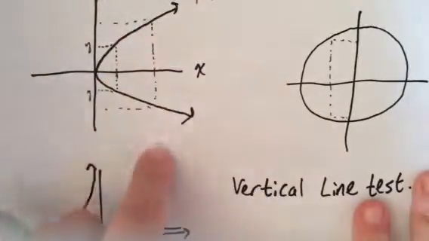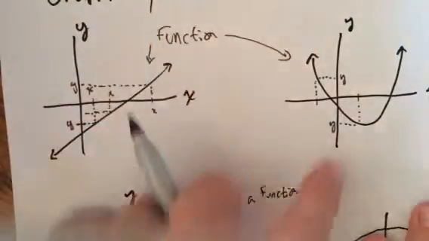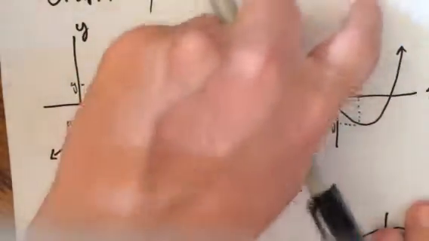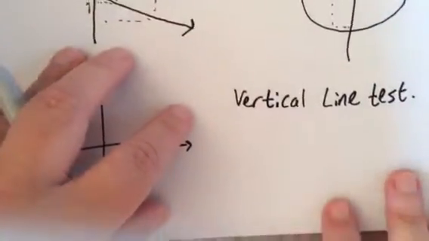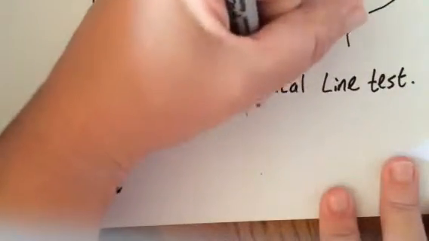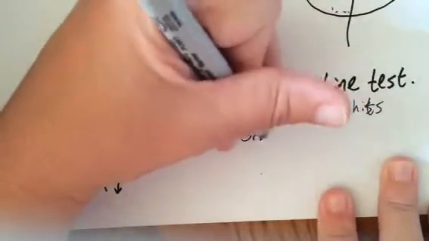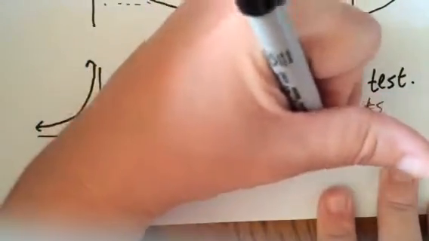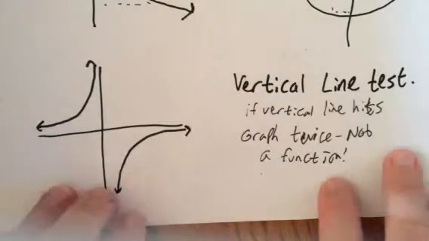So like here, I could draw a vertical line right here and it would hit my graph twice. Going back up to here, I couldn't. If I draw a vertical line anywhere on this function, it's not going to hit my graph more than once. So if at any point I can draw a vertical line that hits twice, it's not a function. So I'm going to look at this, and this is a kind of weird graph.